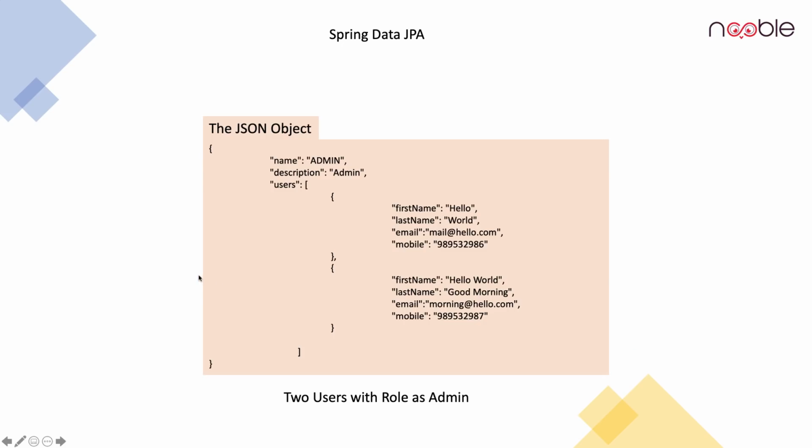Now the requirement is I have a role admin in which I have to create two new users: one with first name hello and last name world, and another user with first name hello world and last name good morning. So this is a JSON object which I will be sending in the request body through Postman. So this is how I am defining it.